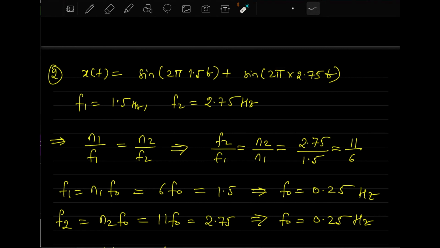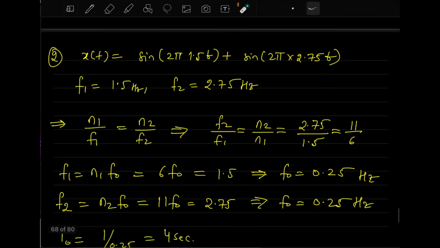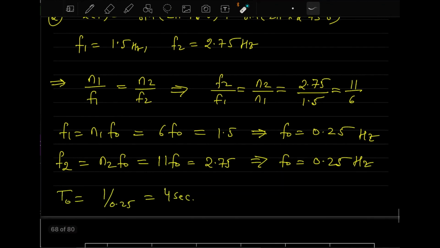So when you put f1 as 6 f0 and 6 f0 is equal to 1.5, as you can see over here, from here you can get the fundamental frequency of the combined signal, which is 0.25. So the fundamental frequency is 0.25 hertz, from where you can get the fundamental time period as 4 seconds, and f1 is basically completing 6 cycles in this particular f0 for this particular frequency of 0.25 in the combined signal, and f2 is finishing off 11 cycles in this.